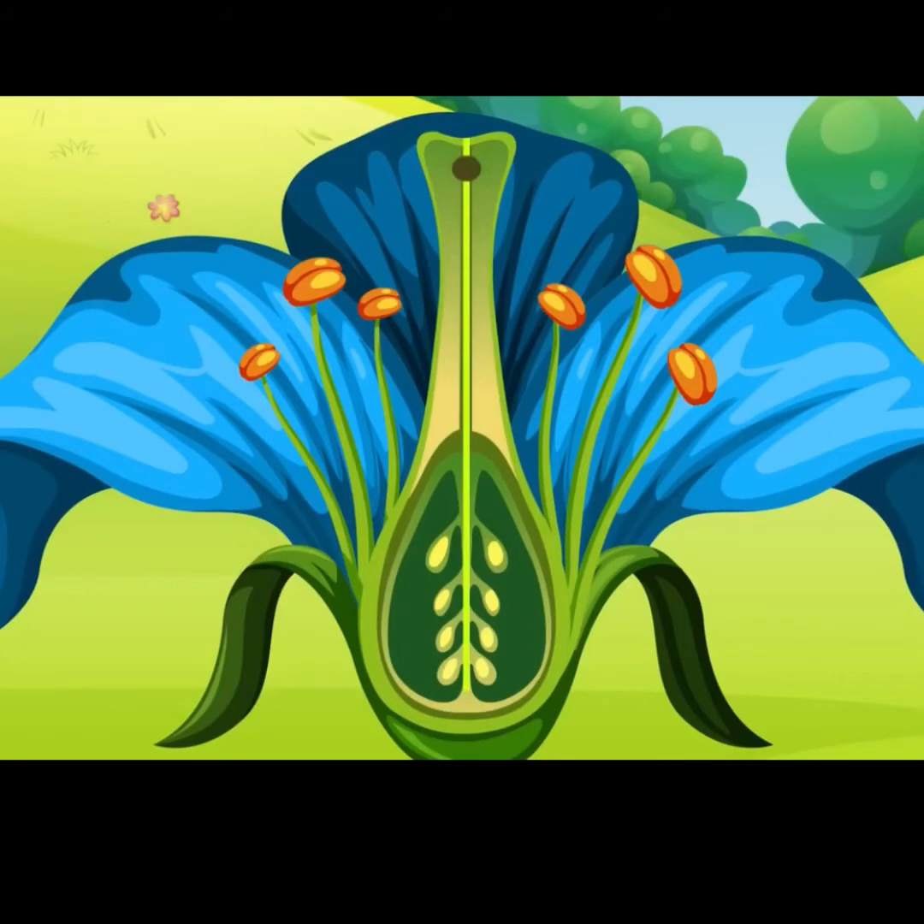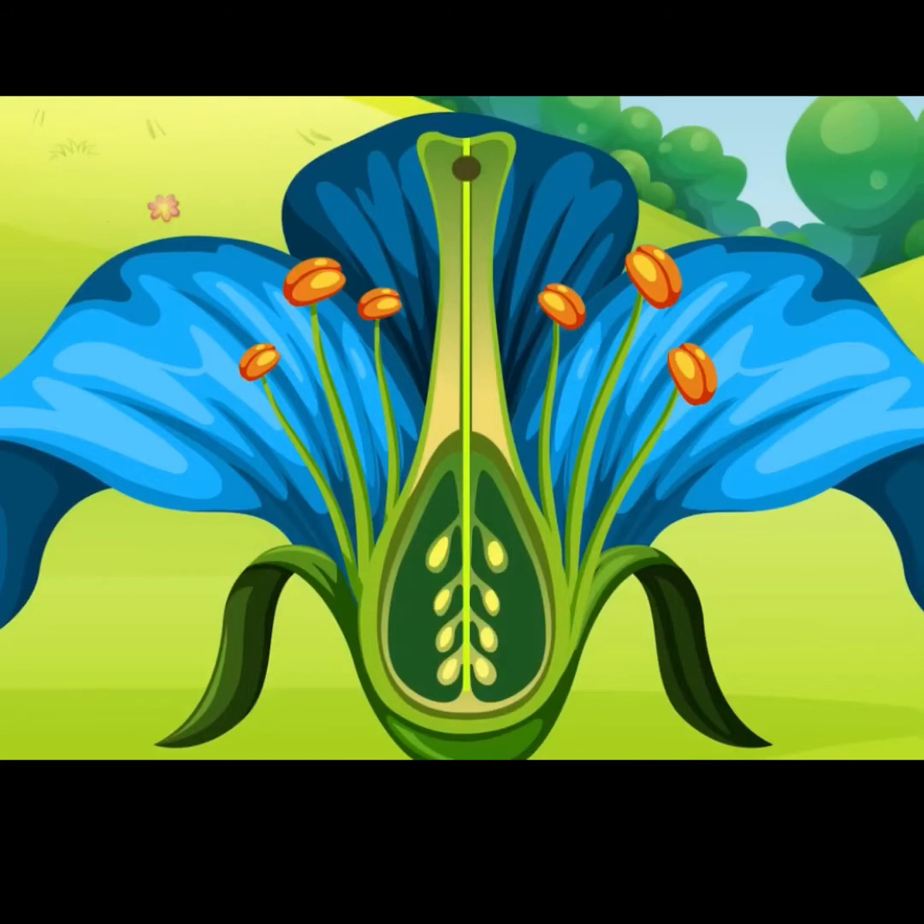The typical flower consists of 4 whorls. The first one is called calyx, and one of them is called a sepal. The second whorl is called corolla, and one of them is called a petal. The next whorl we are going to talk about is androecium, which is the male reproductive organ. One of them is called a stamen, and the stamen consists of anther and filament.